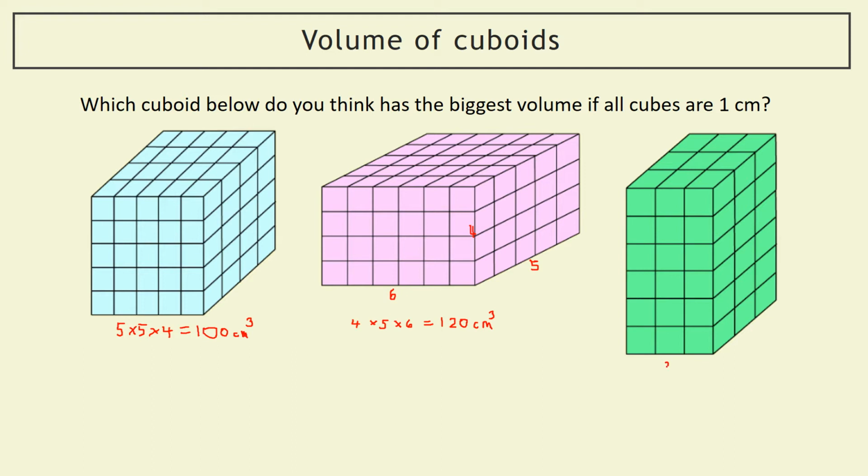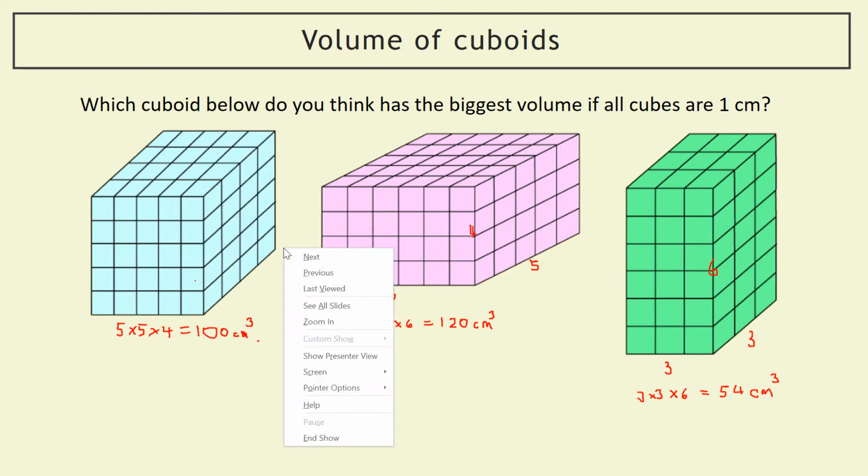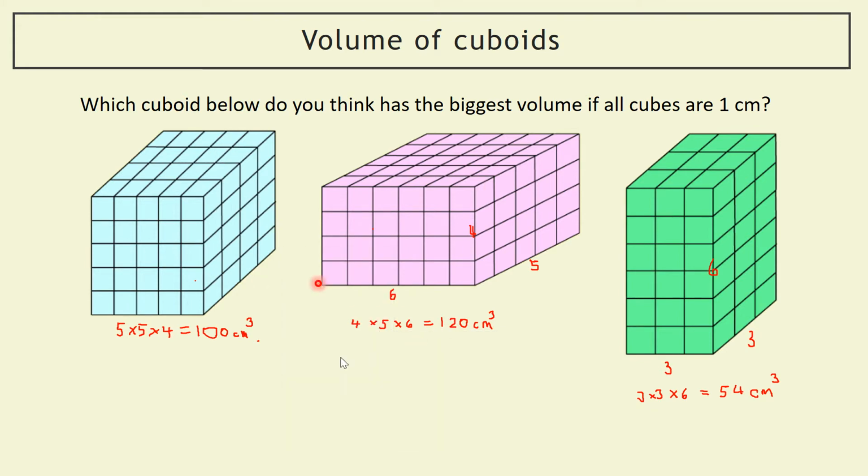And then our last one here, we've got our length 3. Our width is also 3, but our height is 1, 2, 3, 4, 5, 6. So what we're going to have to do for that one is 3 times 3 times 6. 3 times 3 is 9. 9 times by 6 is 54. So if they were all centimeter cubes, that would be 54 cubic centimeters. So the biggest one, which is what the question said at the start, which one's the biggest one? The biggest one is the one in the middle. I'll get my pointer back to where I want it to be. Okay, so there's our biggest one.